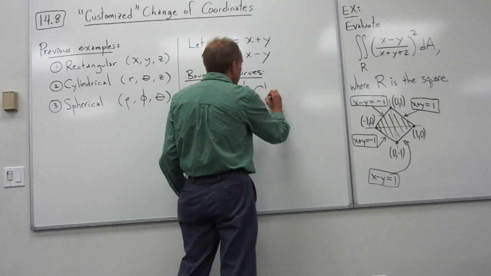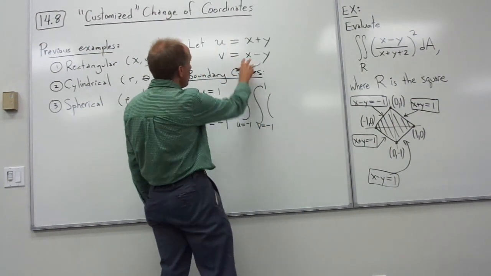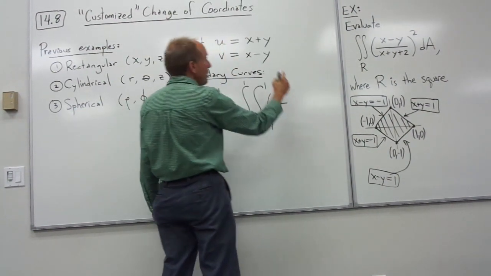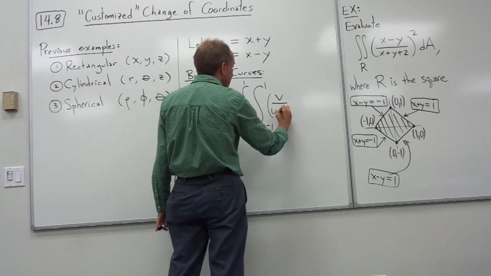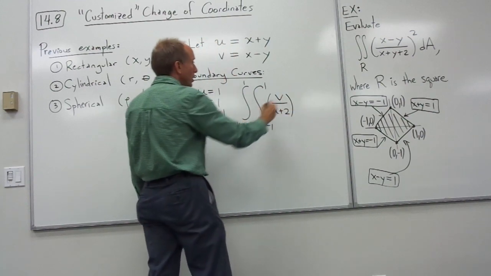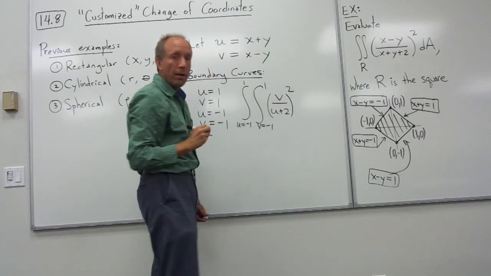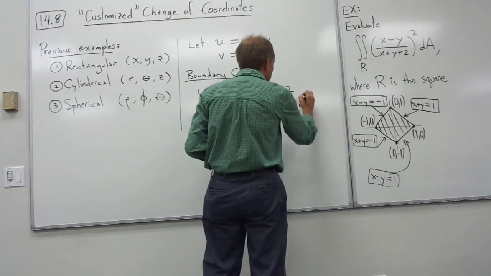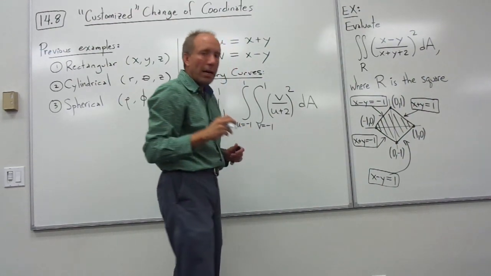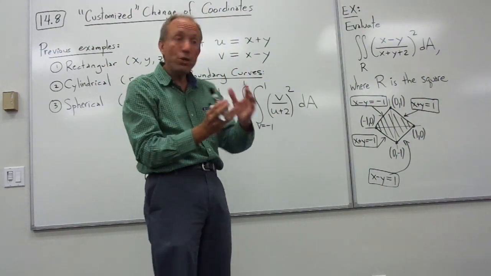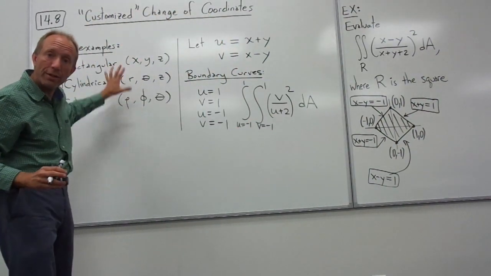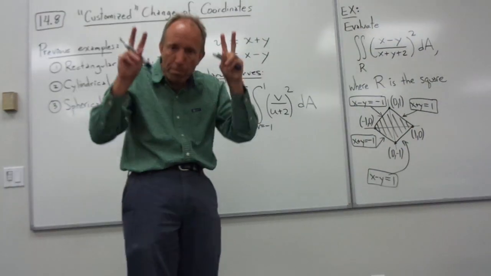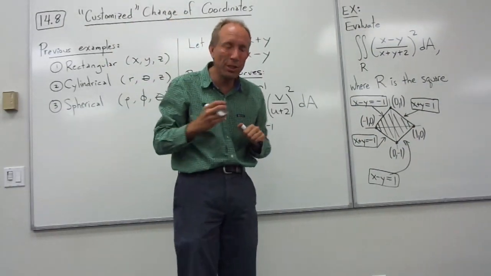We also need to put in what the function is. X minus y, that was V. And x plus y plus 2 is U plus 2. That whole thing is squared. And now the dA. I need to say something about the dA. I'm sure you guys remember that when we changed coordinates earlier in these other examples, we had to sort of pay a price for changing those variables.